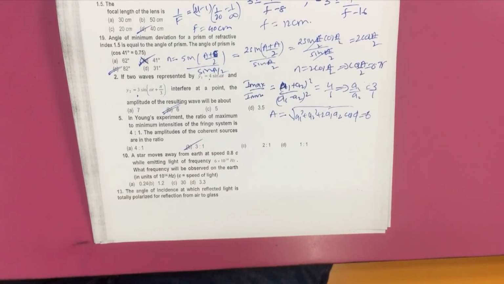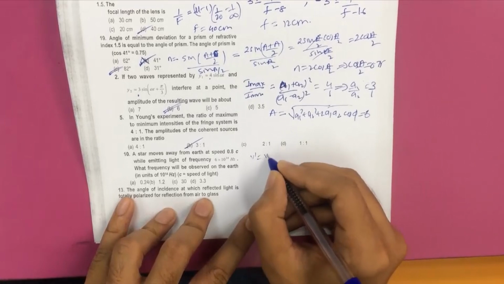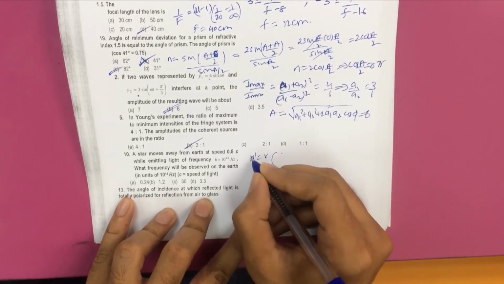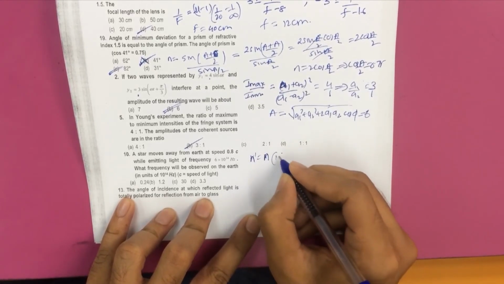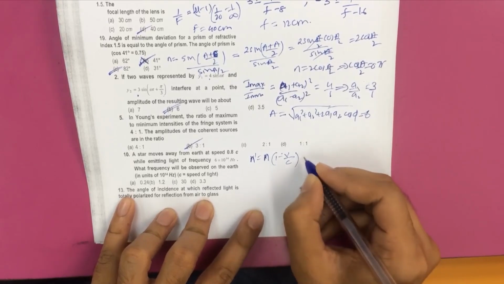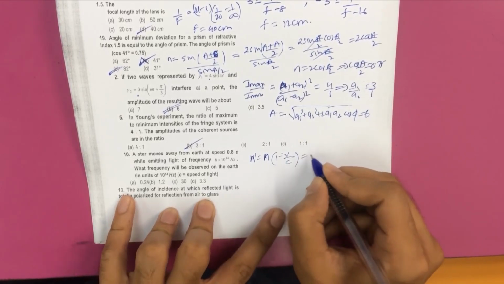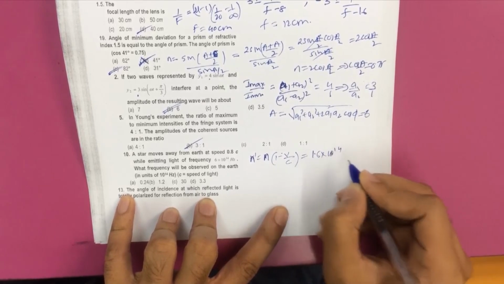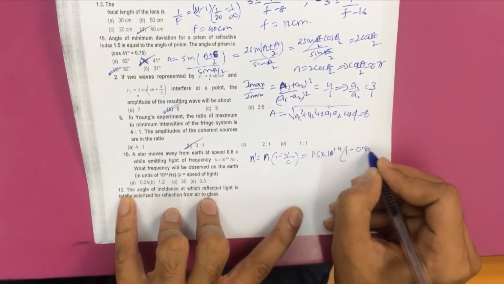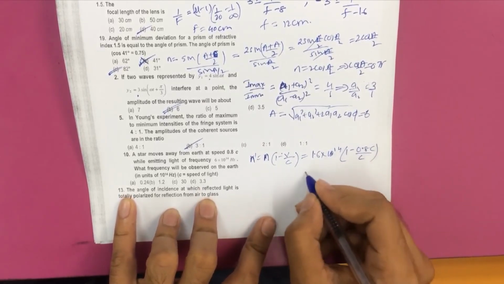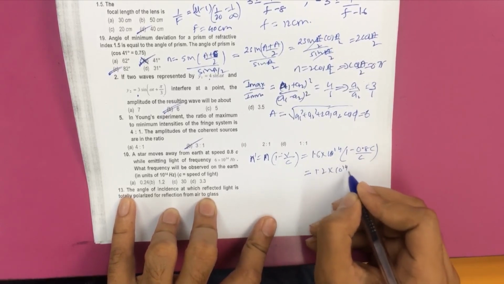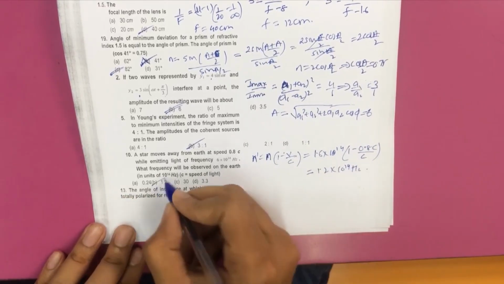Next question: a star moves away from Earth at a speed of 0.8 c while emitting light of frequency 6 multiplied by 10 raised to 14 Hz. What frequency will be observed on the Earth? The observed frequency n dash will be equal to n times (1 minus v by c). Substituting the values gives 6 multiplied by 10 raised to 14, times (1 minus 0.8c divided by c). Solving this gives 1.2 multiplied by 10 raised to 14 Hz. So your observed frequency will be 1.2 multiplied by 10 raised to 14 Hz.